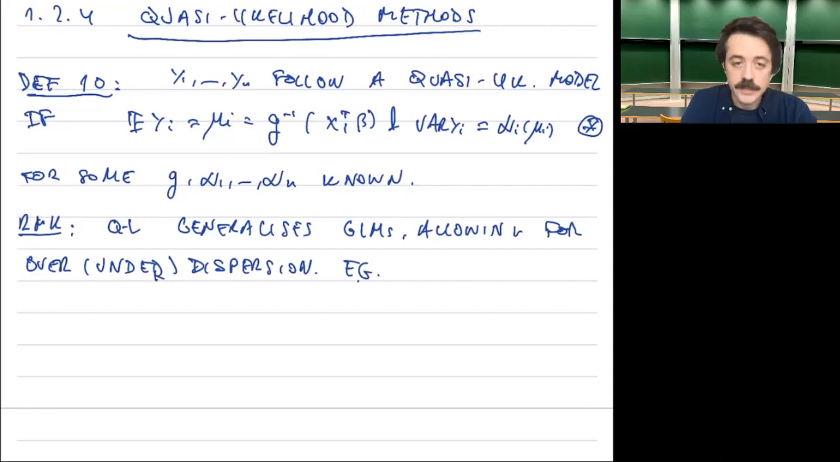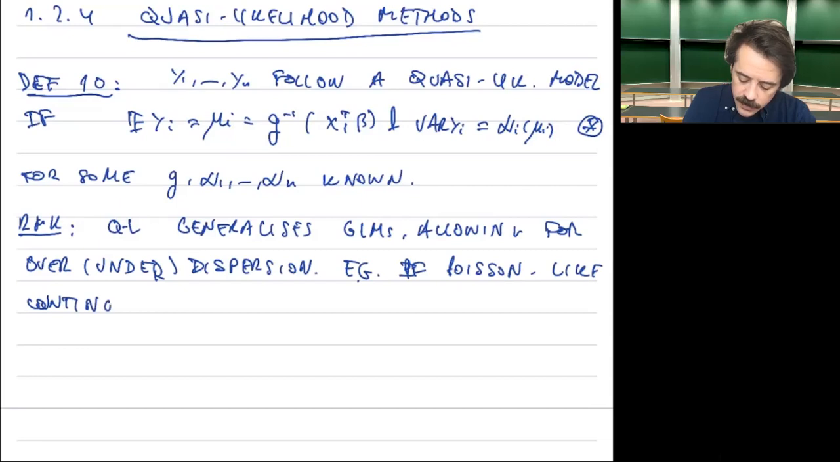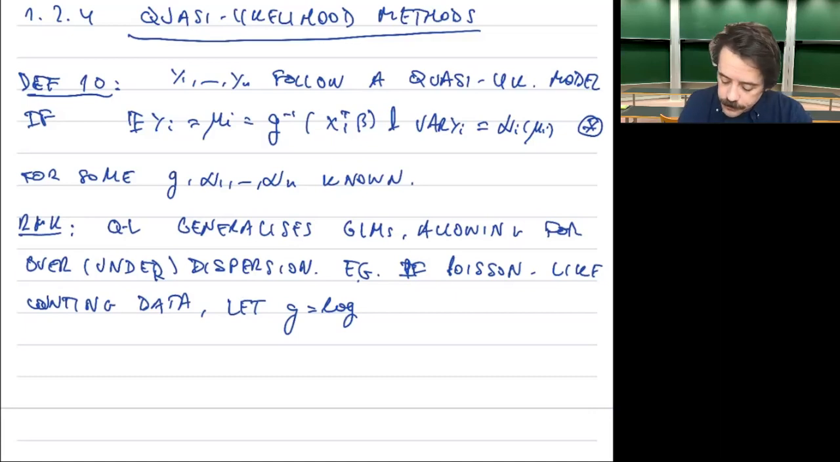Okay, so for instance, let's look at Poisson-like counting data. Then we take, rather than assuming, let g be the logarithm, and the nu_i's, we can take them to be phi mu_i. So we're simply generalizing this bit as we wish.